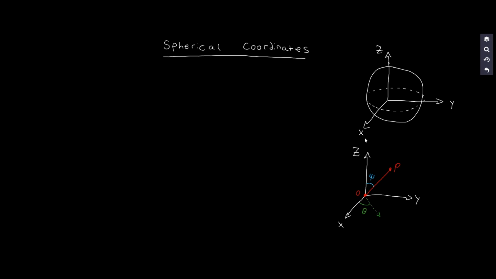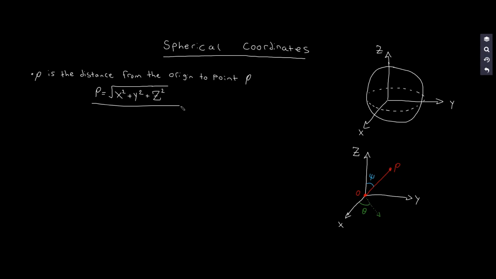And I can make a couple of assertions about this image that we've drawn. That is, rho is the distance from the origin to the point rho. This point right here, rho, can be written as follows. Rho is the square root of x squared plus y squared plus z squared. And this checks out because this is the equation for a sphere, which we see here.